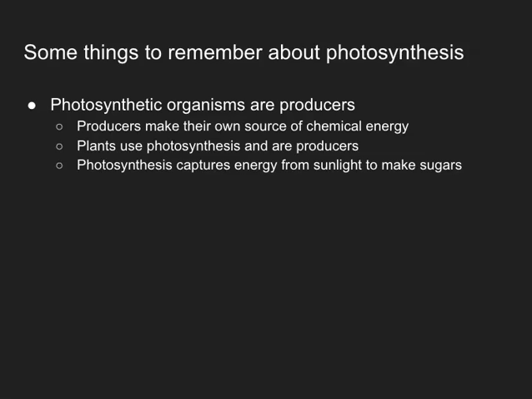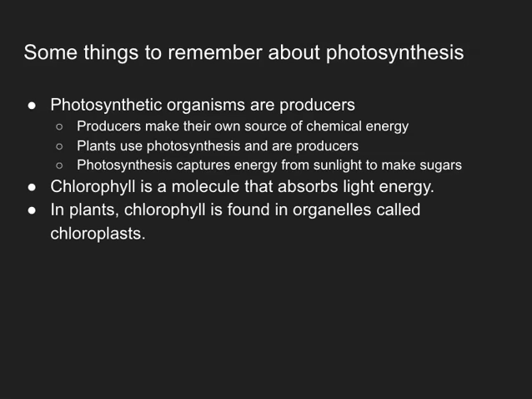Photosynthetic organisms are considered producers. They are considered producers because they make their own source of chemical energy. And recall that producers are found towards the bottom of the food chain. Plants are an example of this and use photosynthesis as the primary means of obtaining their energy. They do this through capturing energy from the sunlight and converting it to sugar.